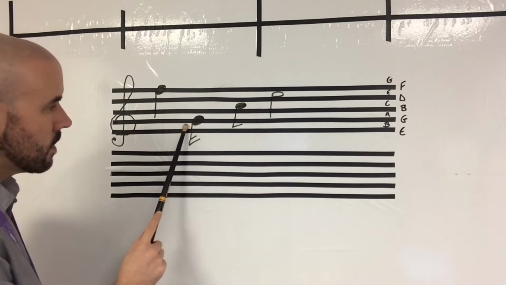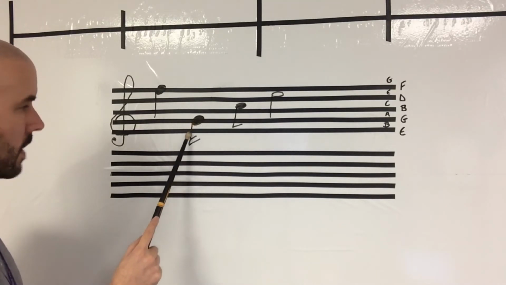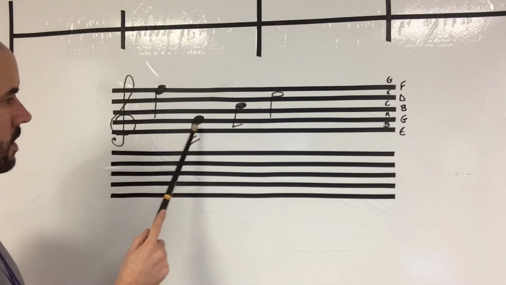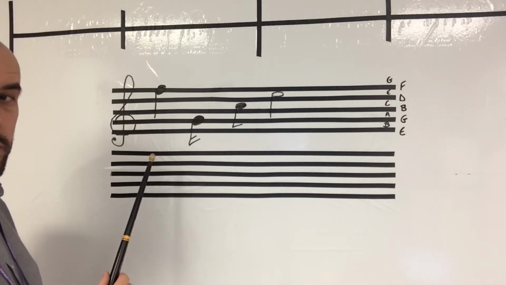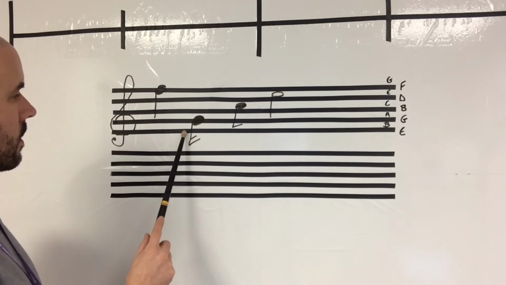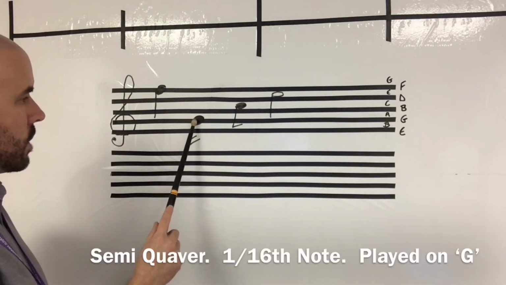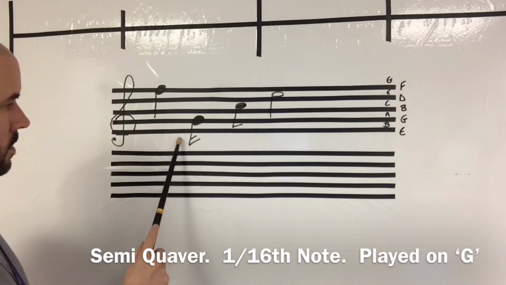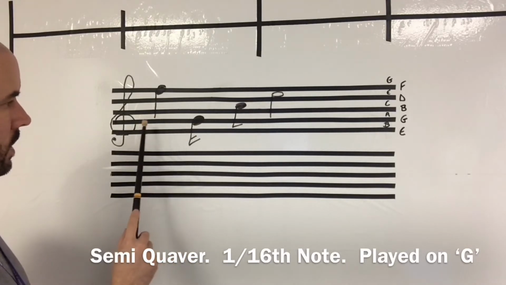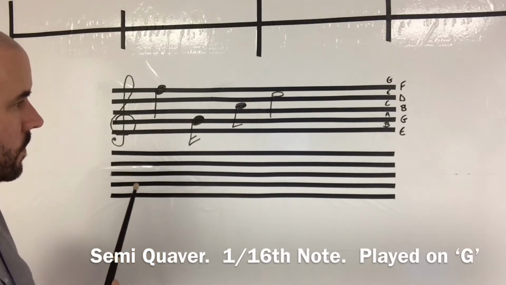Second one, filled in note head, stem, 2 tails, tells me that that's a semi-quaver. Fractional value of the semi-quaver is a 16th note. Every Good, it's on G, it's on the G line, so that's a G. Semi-quaver, on G, and it's a 16th note.